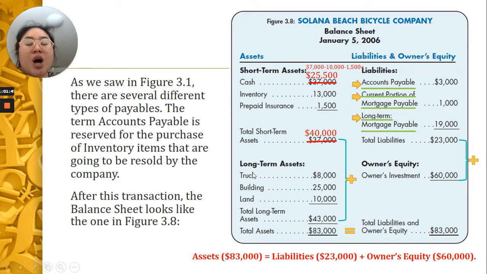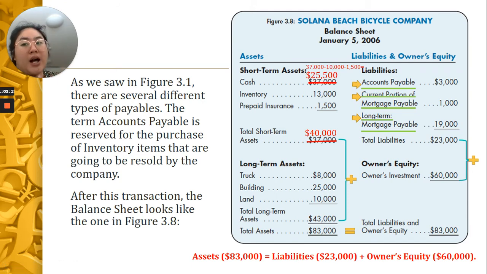Okay, but for long term, the sum of the truck, the building, and the land is 8,000, 25,000, and 10,000. So the total long term asset will be 43,000. So you sum it up, 40,000 and 43,000 will be equal to the total asset at 83,000.